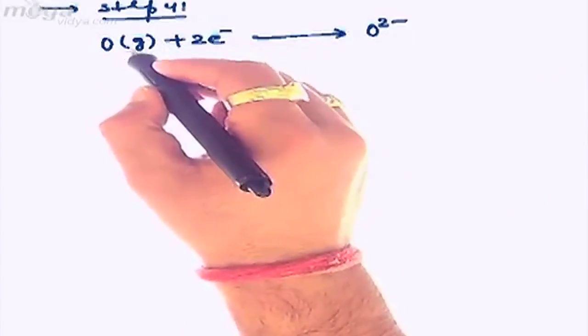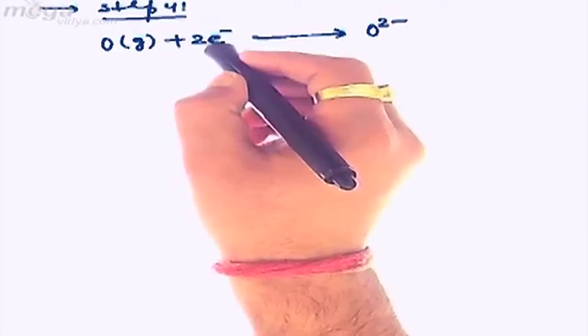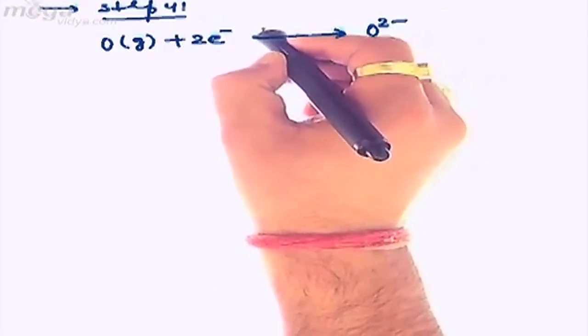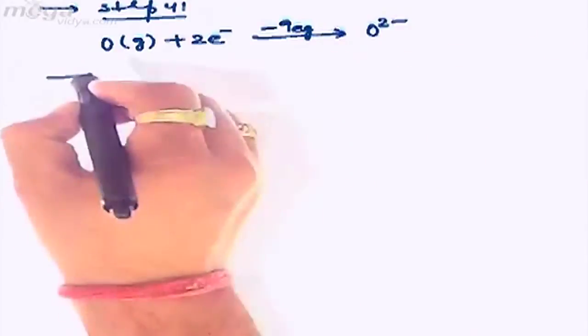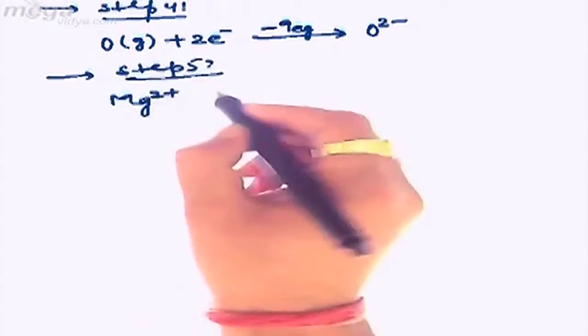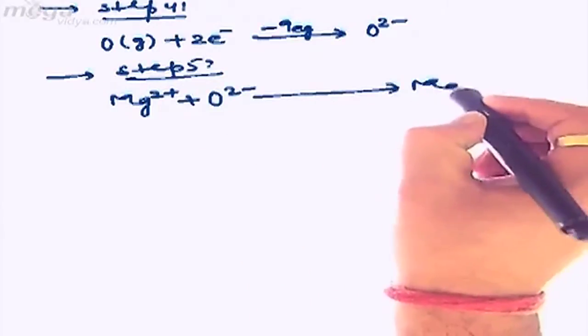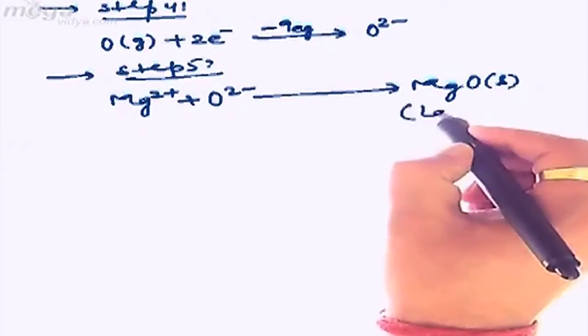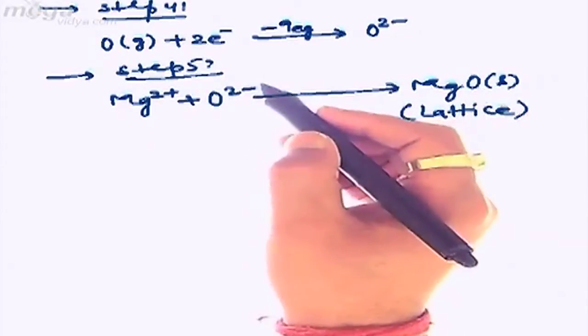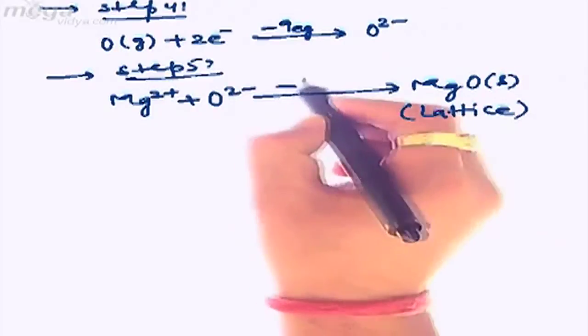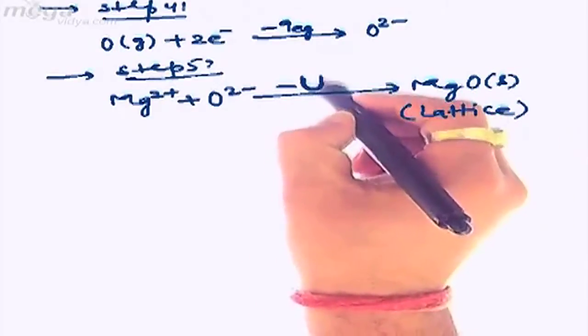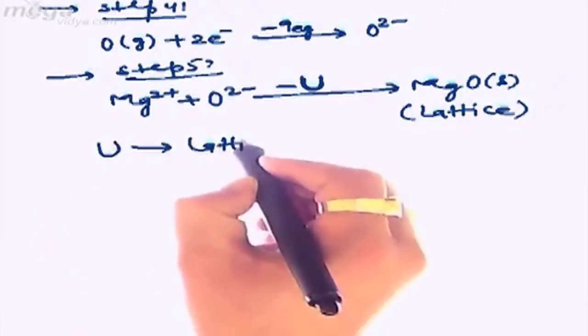In step 4, the electrons of magnesium are added to oxygen, forming O2-. Since electrons are being added to the valence shell of the oxygen atom, this leads to a loss of energy, called the heat of electron gain. In step 5, the Mg2+ obtained in the second step and the O2- obtained in the fourth step combine to form magnesium oxide solid, which is the lattice. During the formation of this lattice there is a loss of energy, called the lattice energy. We have to determine this lattice energy through the Born-Haber cycle.